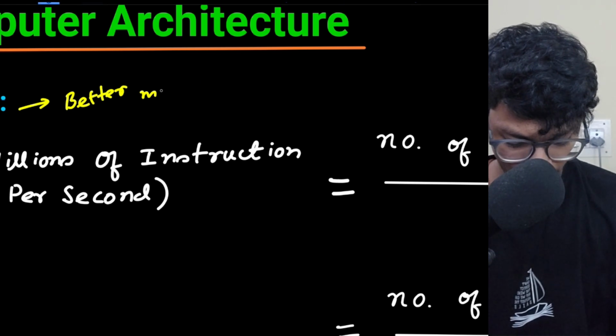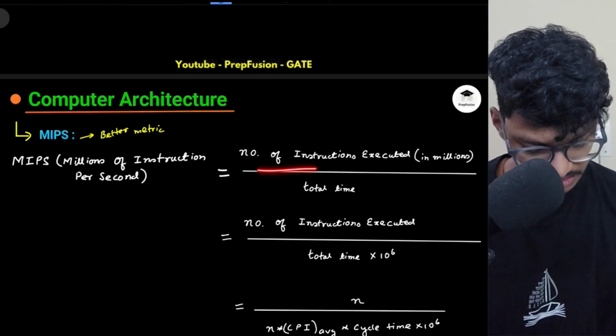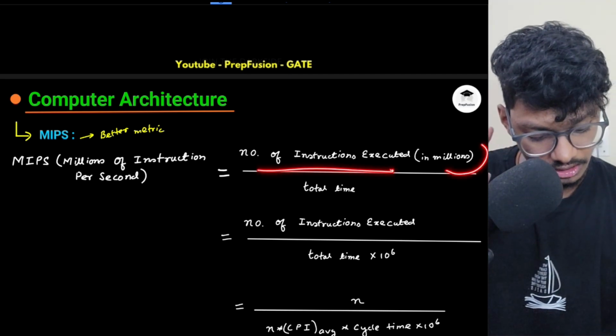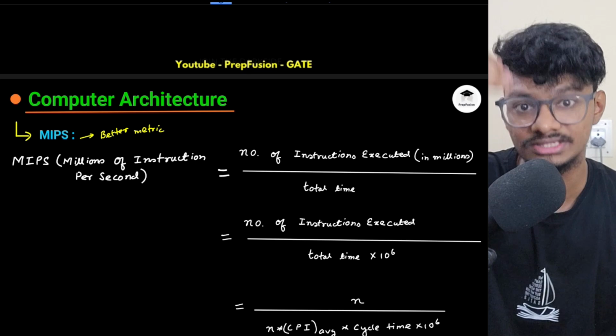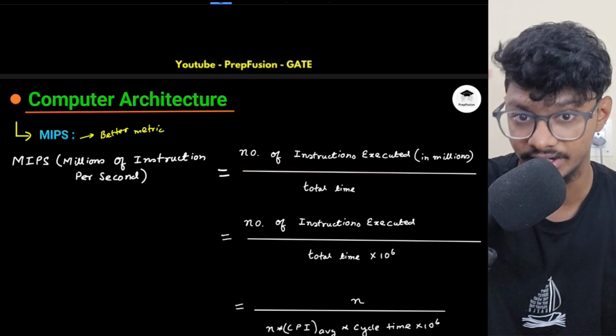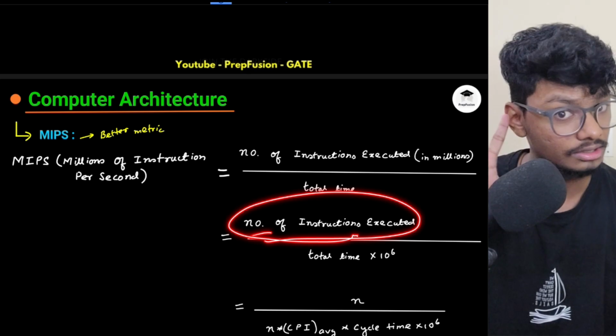Now, if it is how many millions of instructions per second, that means the number of instructions executed in millions divided by total time. That will give me millions of instructions executed per second. So this numerator should be in millions. So it should be the number of instructions executed. This is not in millions.